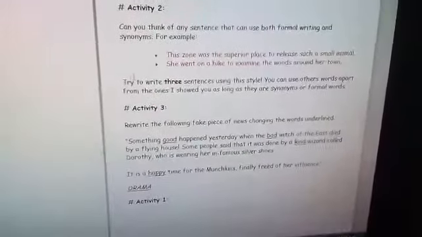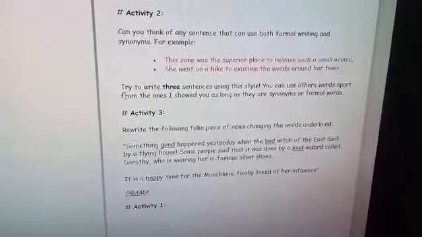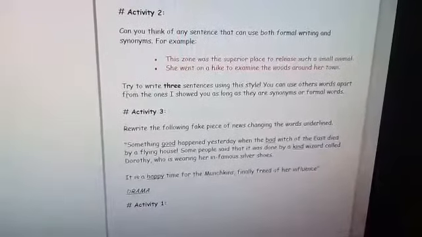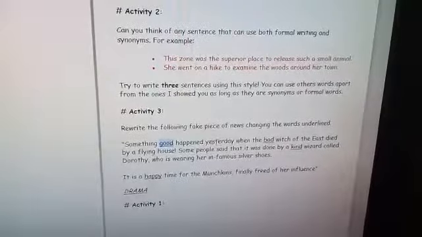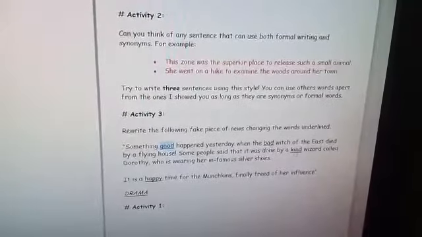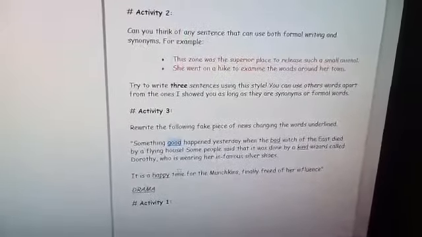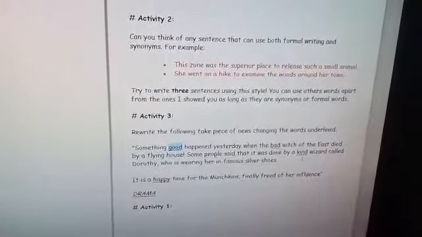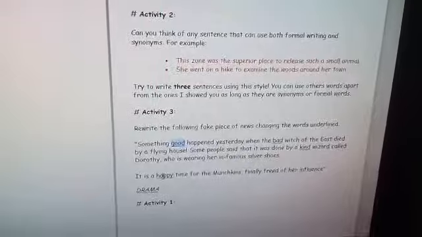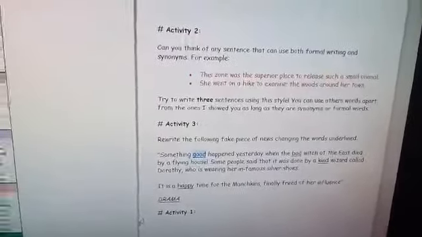Now, we write the following fake piece of news changing the words underlined. You only have to change good, bad, kind, happy. Okay? You don't need to change the whole story. Only this, and this.